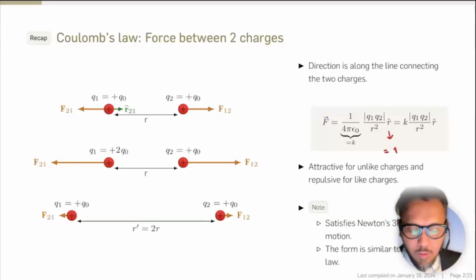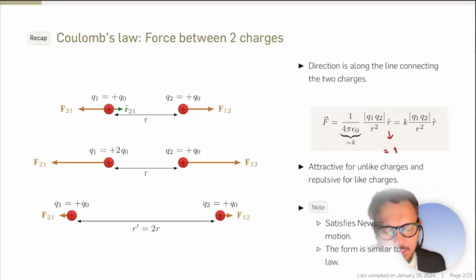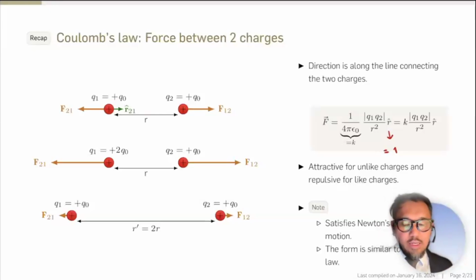So unit vector, let me explain it more explicitly. A unit vector is the vector that connects the center of masses of the two charges, and it tells us the direction. Let's say from 1 to 2, then it goes like this. That's the direction. But every vector has a direction and a magnitude. The magnitude of the hats, or the unit vectors, is always 1.